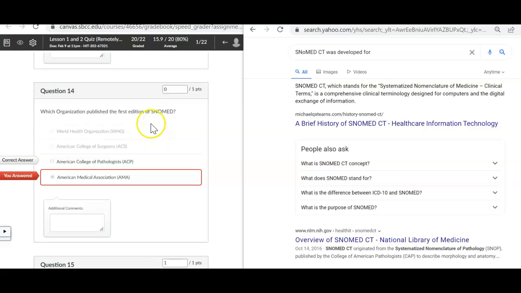Okay, which organization published the first edition of SNOMED? The correct answer is going to be the American College of Pathologists. The World Health Organization, they developed your ICD, which is all of your classification systems. American College of Surgeons, they deal with more of hospitals and journals. And then your AMA is going to be your CPT.